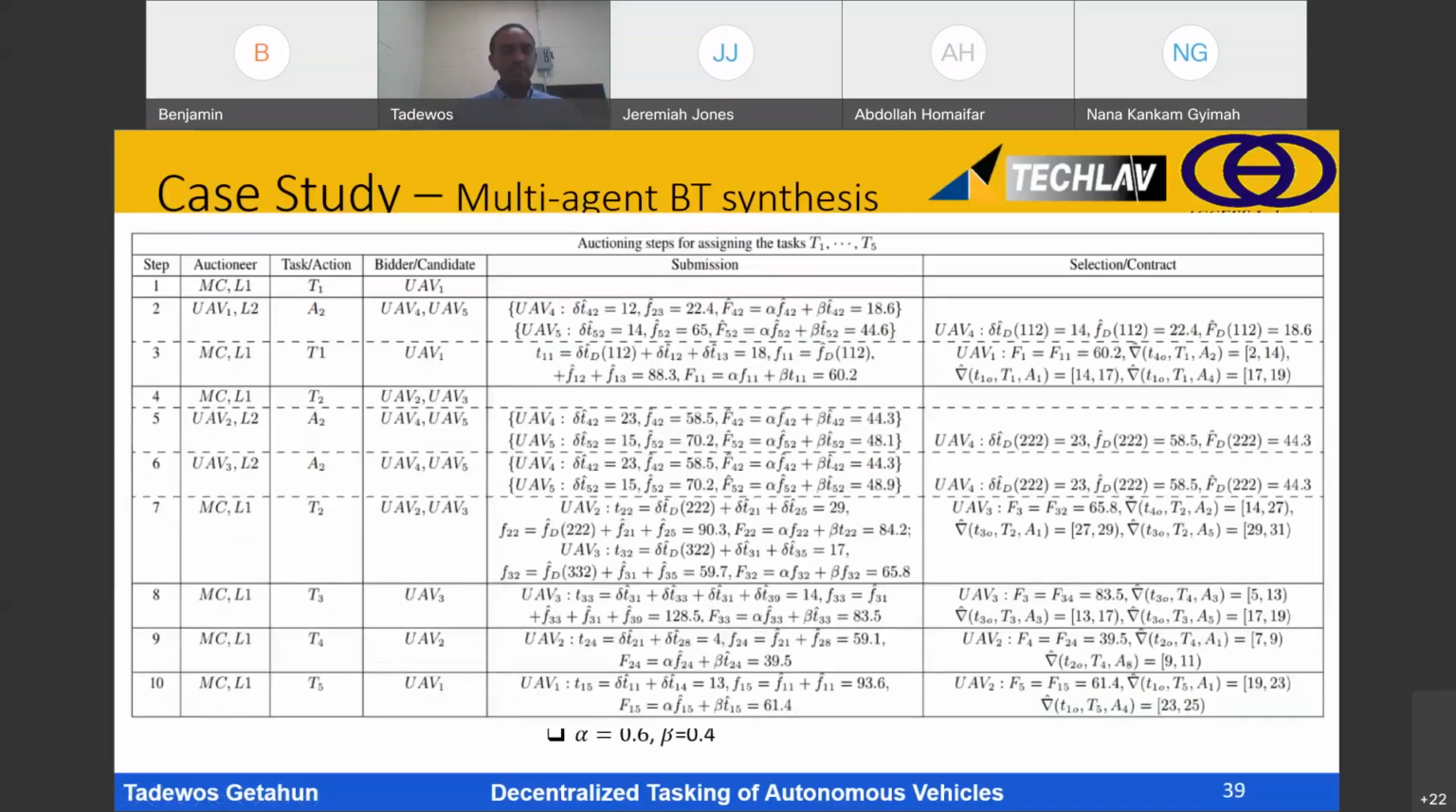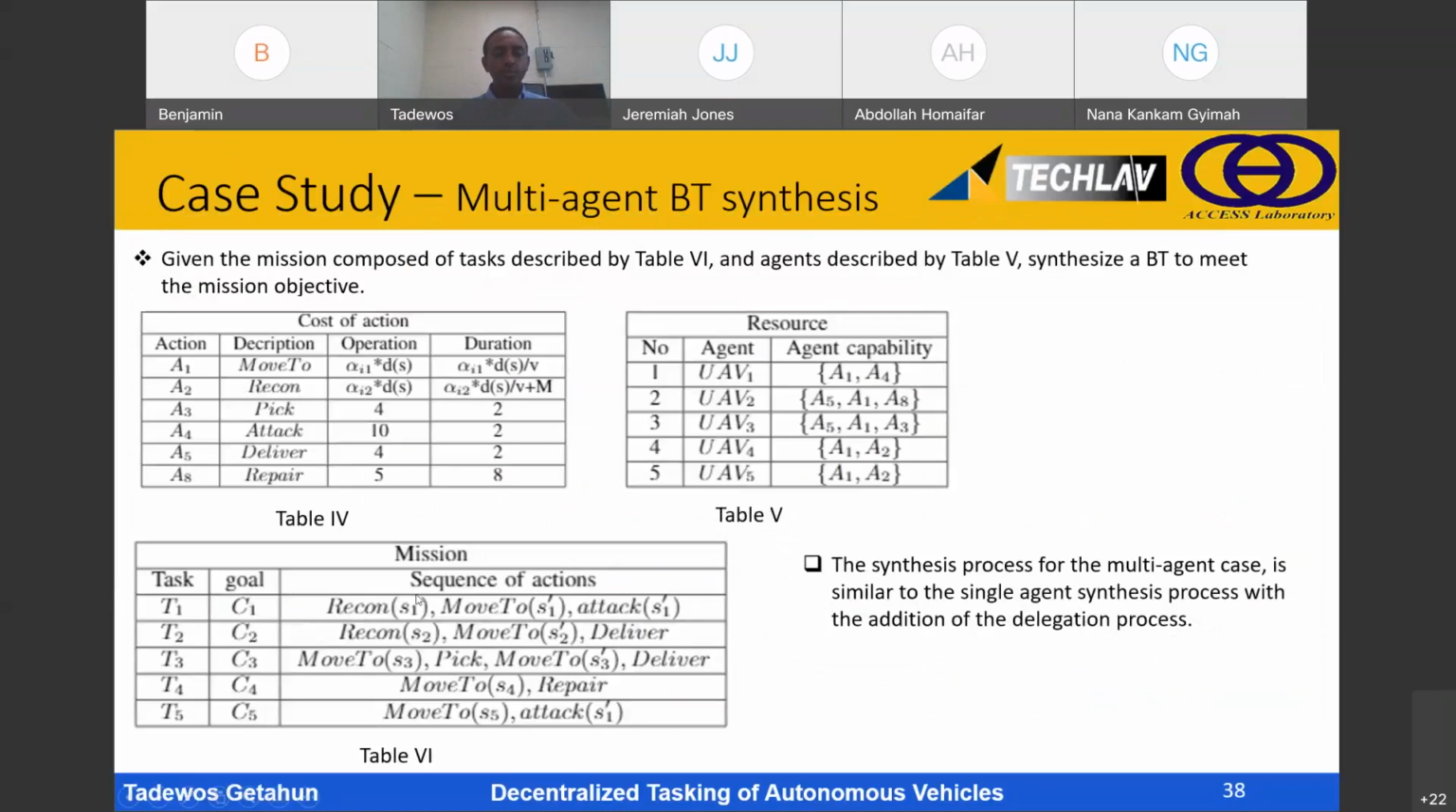So here, considering task 1, it's a sequence of reconnaissance, move to, and attack. Since all agents that can perform at task level bid are agents that can perform the last action, attack can be performed by A4. A4 can be performed by agent 1. So agent 1 is the bidder at the task level.